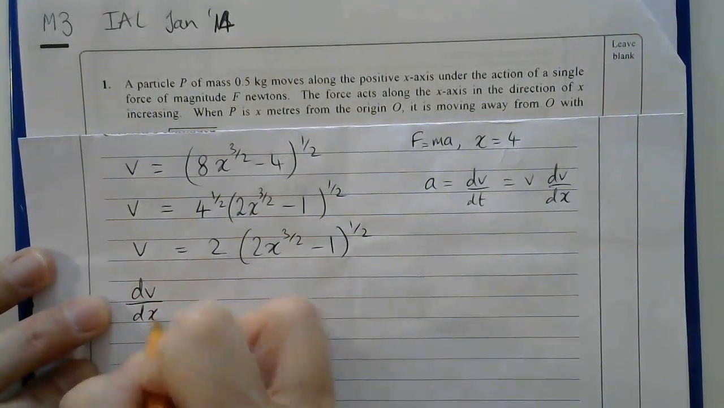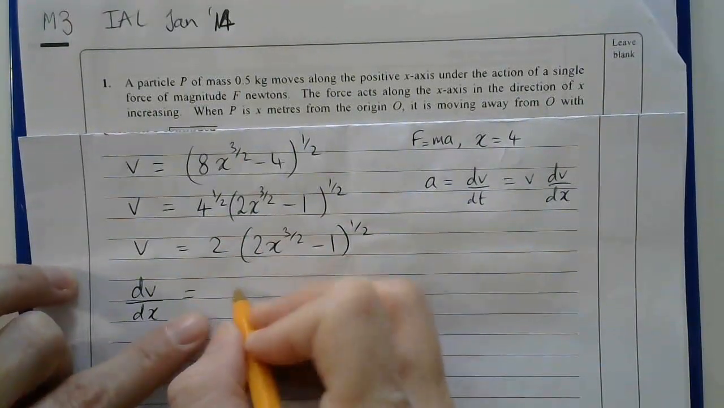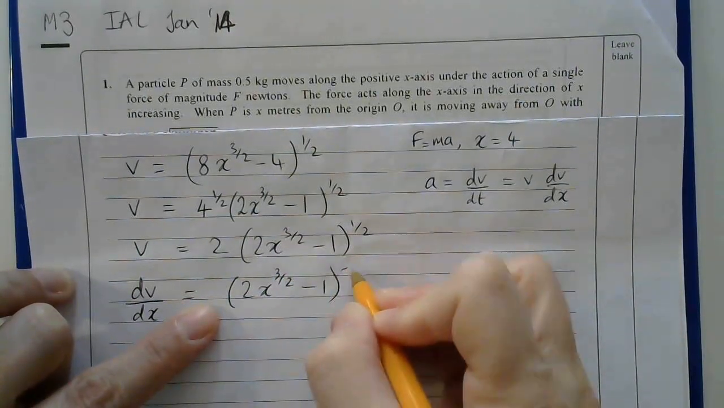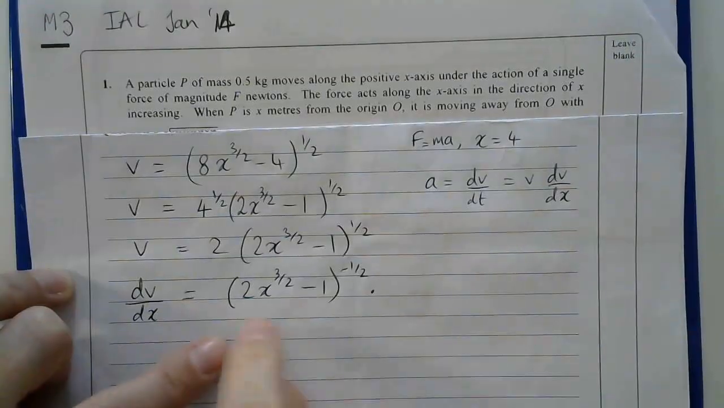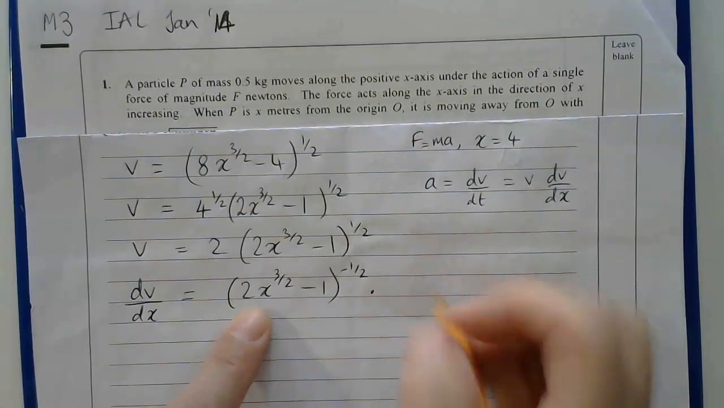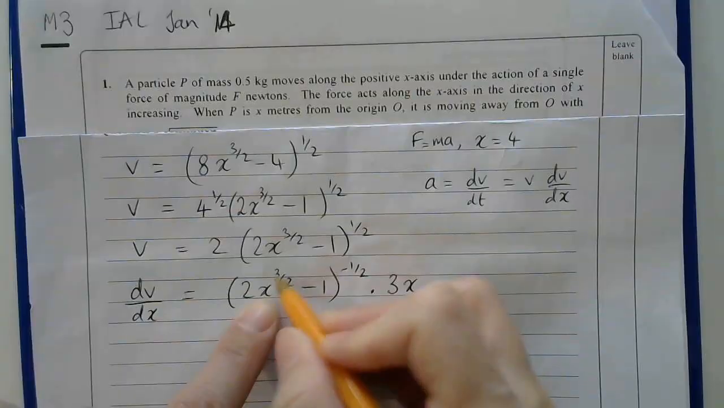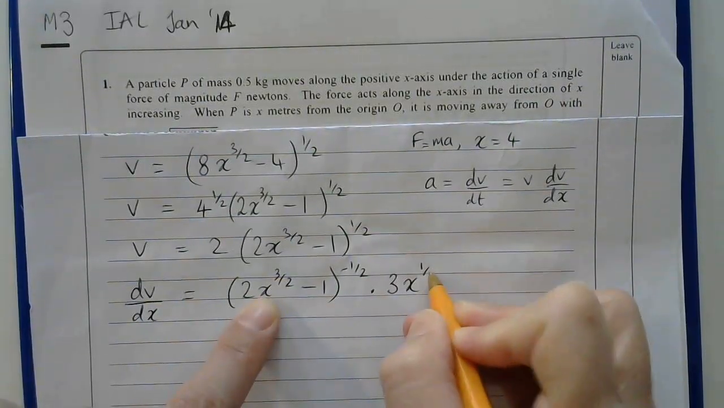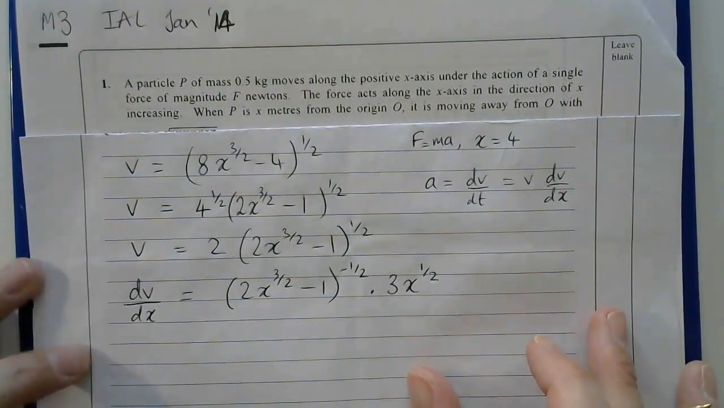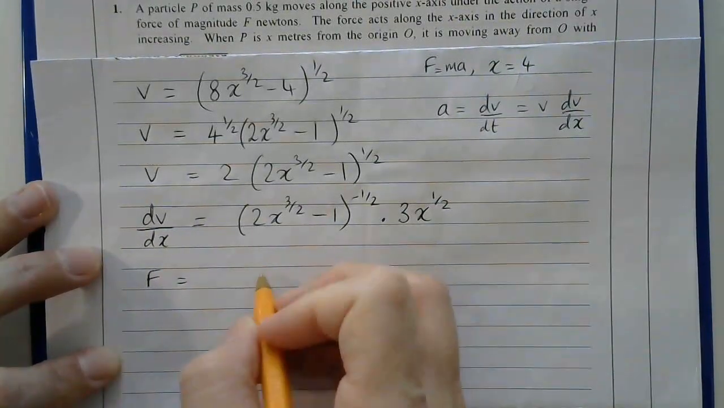So dv by dx would be this differentiated. So power down in front, 2 times a half is 1. Write what the bracket is, and take 1 from the power, and then multiply by this differentiated. And this differentiated would give me 2 times 3 over 2, multiplied by x, and then take 1 from the power, so that would give me 3x to the half.